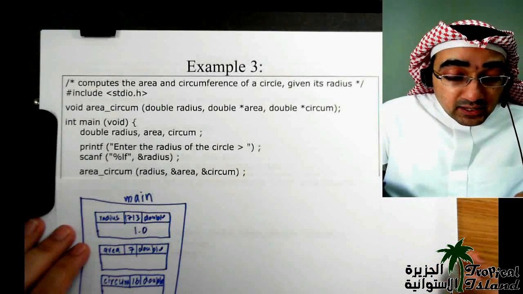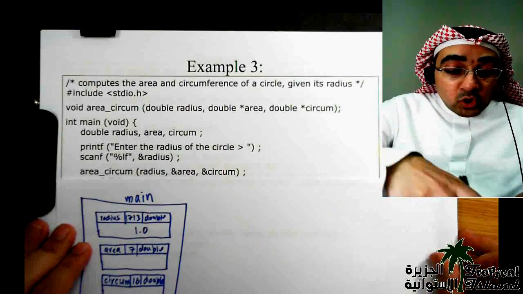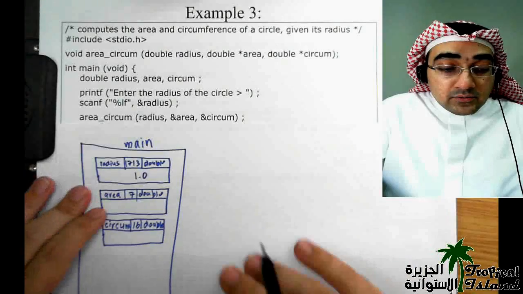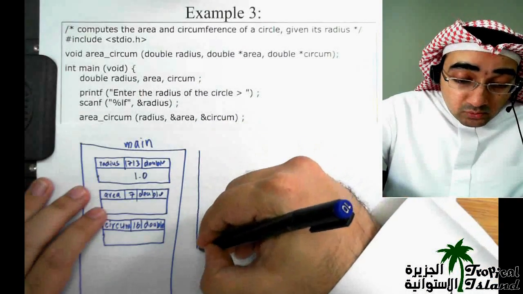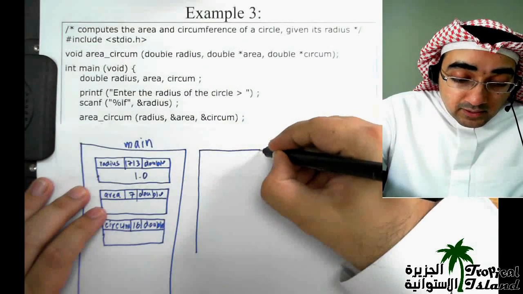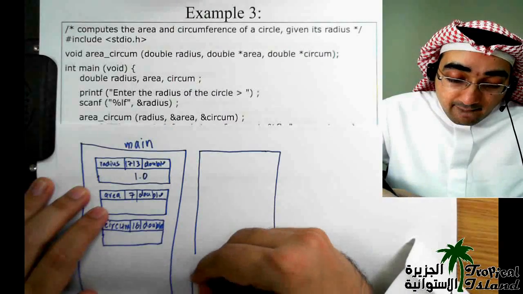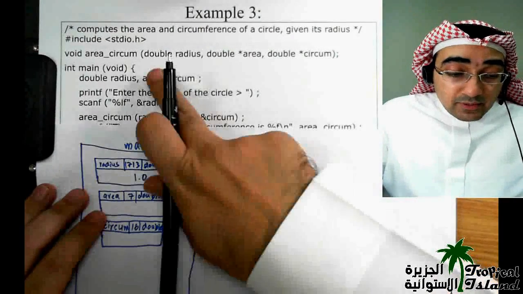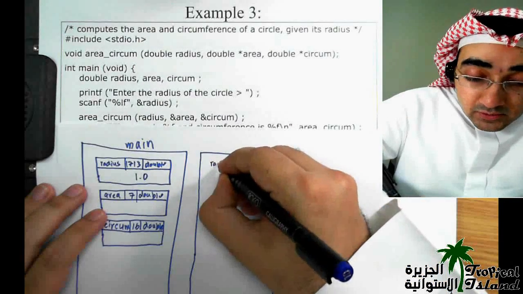Then we say area, circum, radius, address of area, address of circum. Okay, when we call this function, and I'm just going to make this a bit bigger so that I have some area to show you more. Whenever we call a function, we will be allocated a new set of memory. Okay, and in this memory we have to go to the, what do we have? We have radius as double, so we have radius.